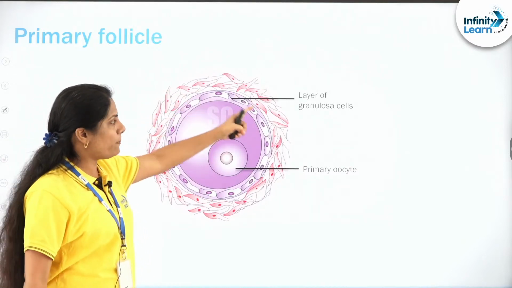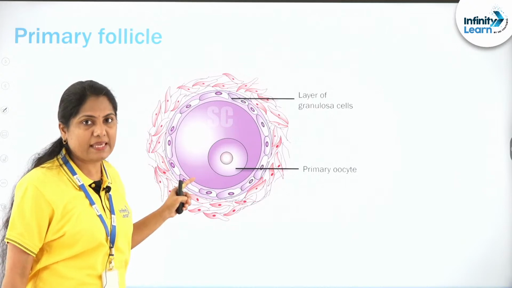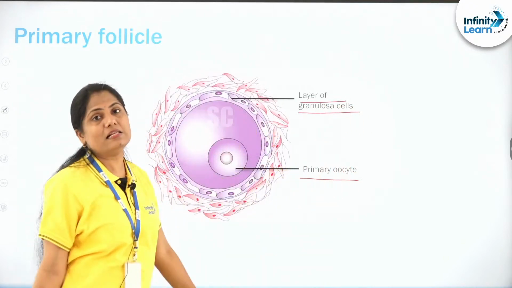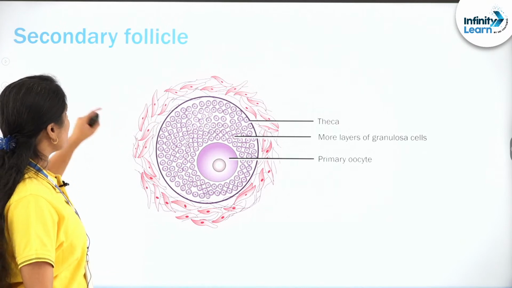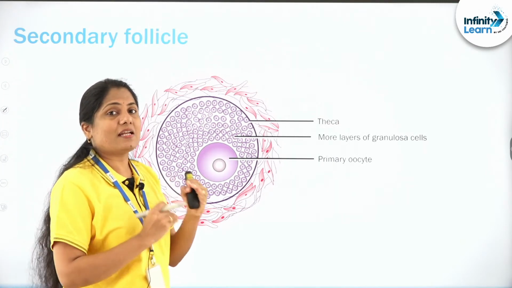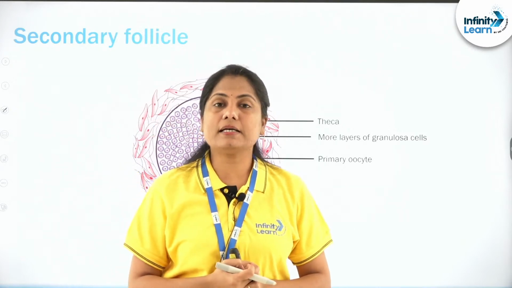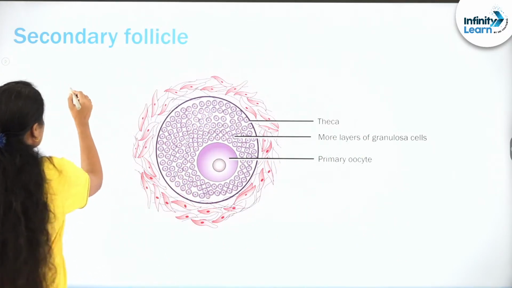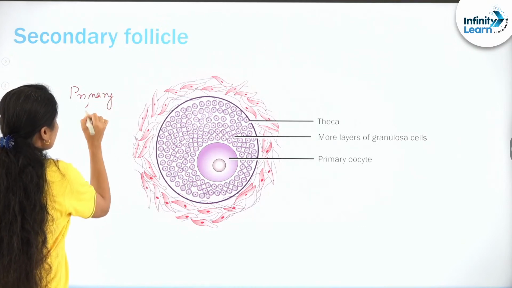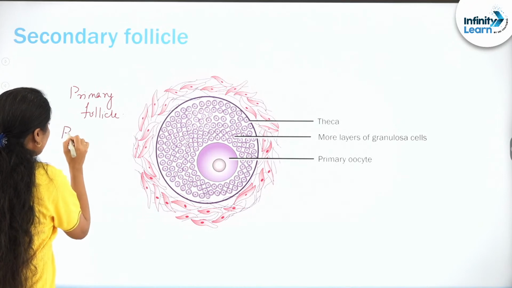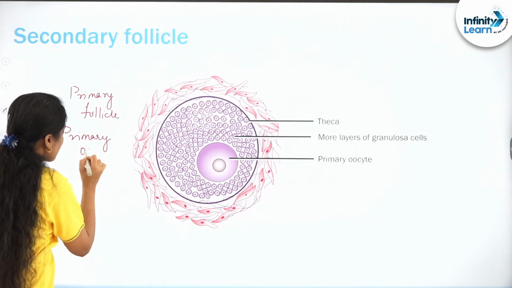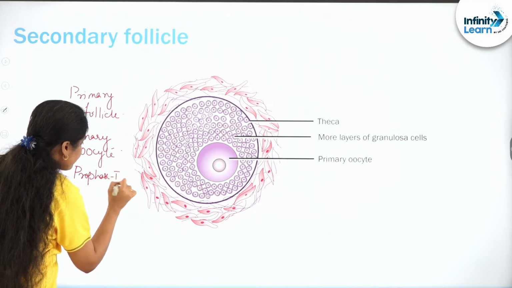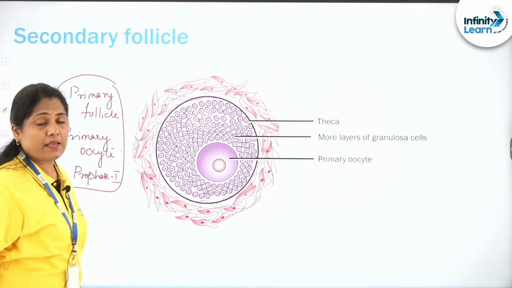So first we are talking about the primary follicle. These are what the female babies are born with, right? There's a primary oocyte and a layer of granulosa cells around it. And then it turns into the secondary follicle. Of course, the secondary follicle transformation only starts at puberty. From birth till puberty, what a female has is a primary follicle with a primary oocyte, which is arrested at prophase 1, right? So this is what a female baby is born with.